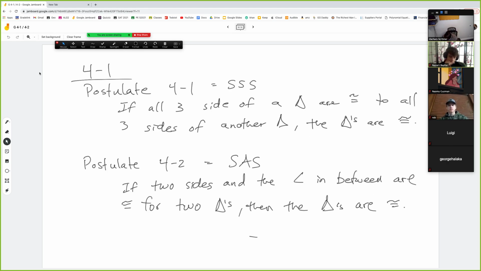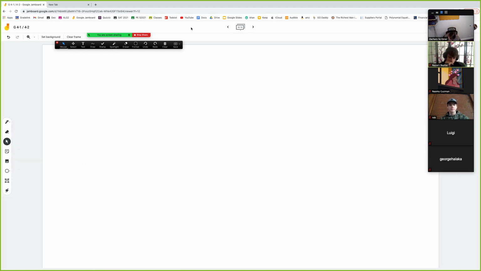Now, when we do proofs, this is what I want you to write. If you're proving something, I want you to write it side, angle, side. Now, looking at example 1. Looking at example 1, page 206. Example 1 on page 206.